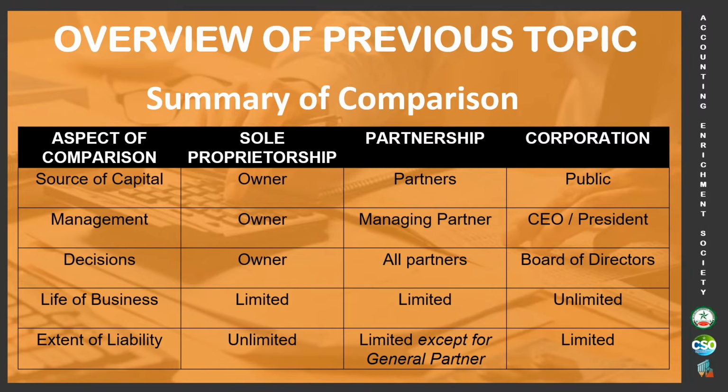When it comes to the life naman ng business, limited lang ang sole proprietorship at partnership because it is prone to dissolution, and pwedeng reasons or cause nito is poor management, bankruptcy, or withdrawal. However, pagdating sa corporation, unlimited na siya since wala nang expiration dito, unlike before na meron pang renewal after every 50 years.